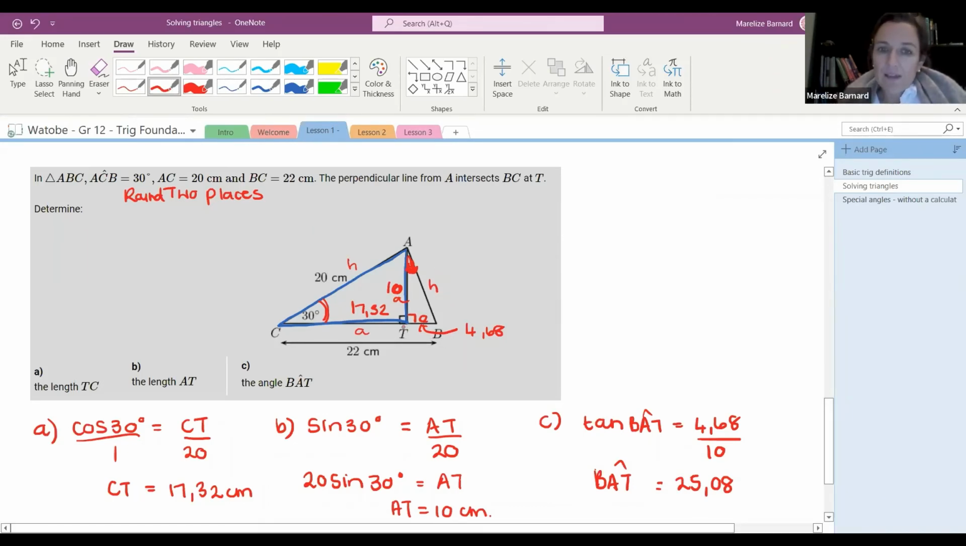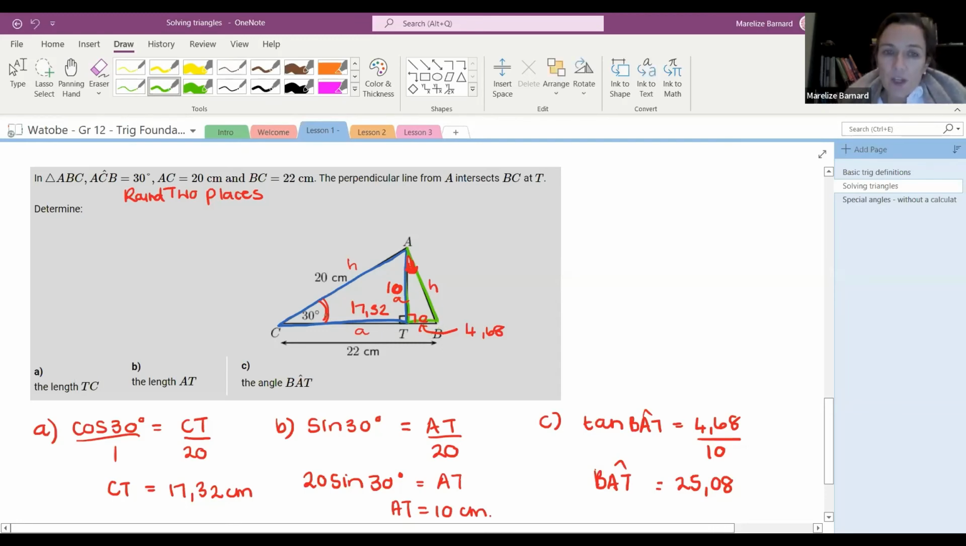So we are now working in this smaller triangle. I'm going to highlight that triangle in a different color so we can see better. We are now working in this adjacent triangle, and we have already figured out in question B what AT is. AT is 10. And the hypotenuse side, we don't know. We don't need to know it.